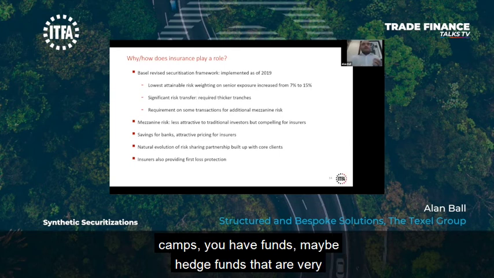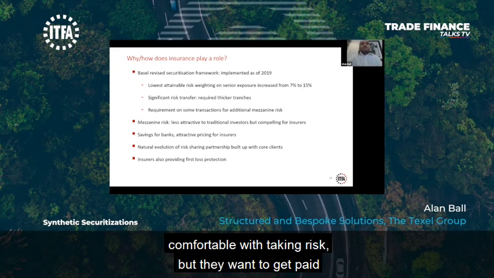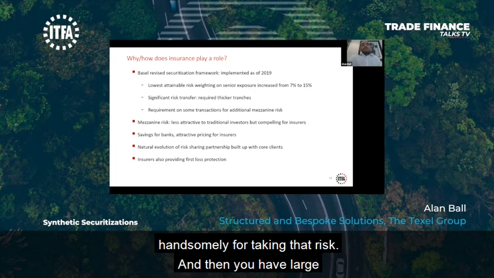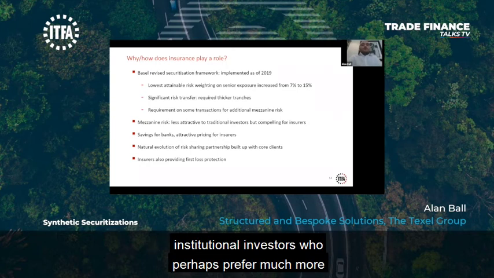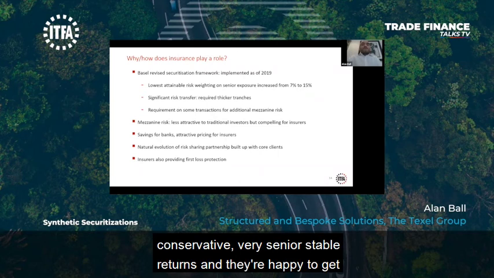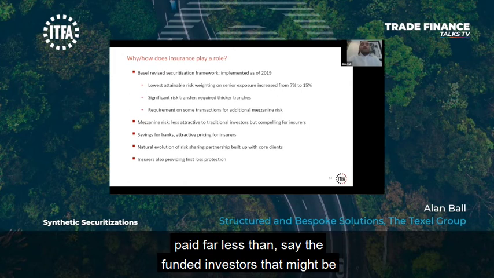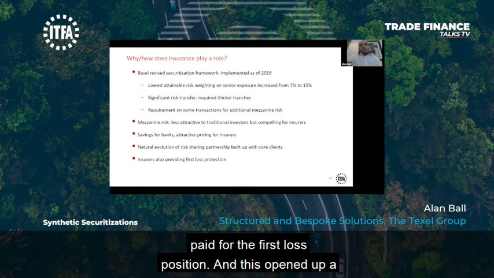You have funds, that may be hedge funds, that are very comfortable with taking risk, but they want to get paid handsomely for taking that risk. And then you have large institutional investors who perhaps prefer much more conservative, very senior, stable returns, and they're happy to get paid far less than, say, the funded investors might be paid for the first loss position.